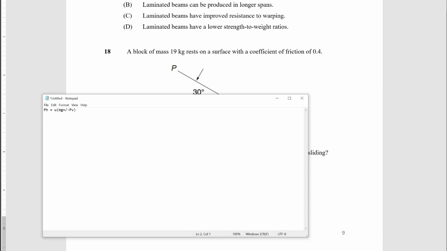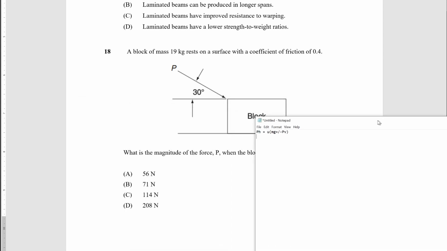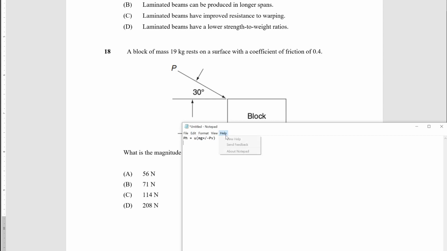Now in this case, because they've given us the value of 30, what we normally would do is the horizontal value here is adjacent. So adjacent we use cos. So P cos theta, I'm just going to write PH because it equals mu brackets mg. I don't really like this plus or minus here. So I'm just going to write it like that.